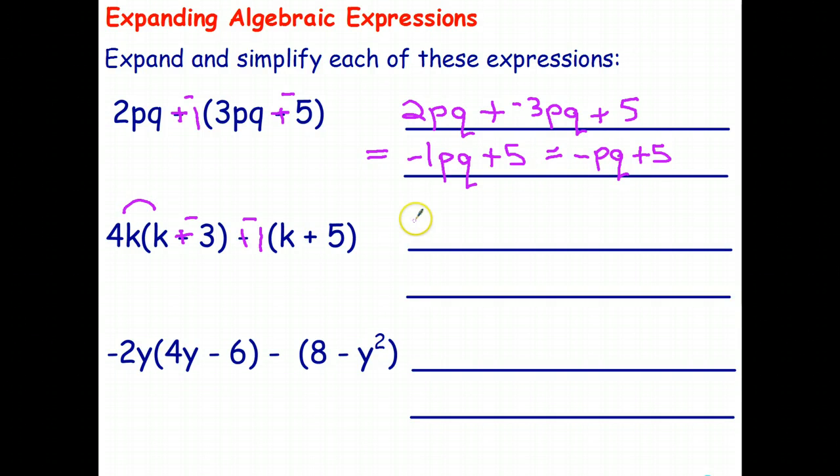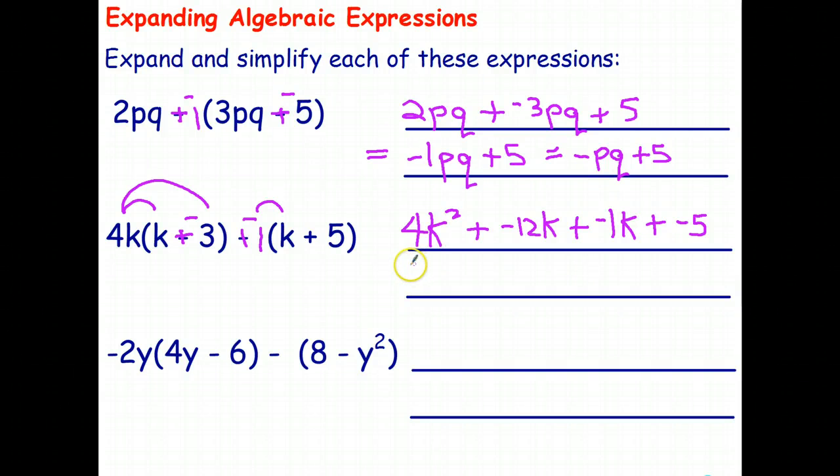4k times k. K times k is k squared, plus 4k times -3. Well, 4 times -3 is -12k, plus -1 times k is -1k, plus -1 times 5 is -5. Okay, so that's where we are at the moment.